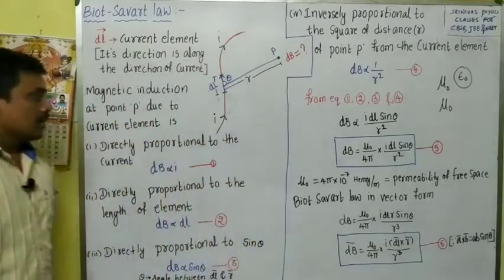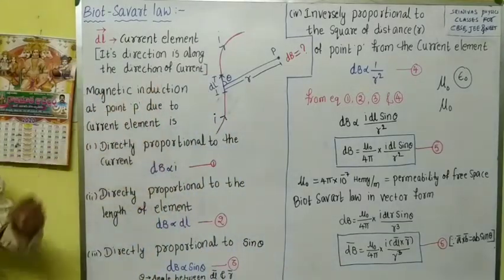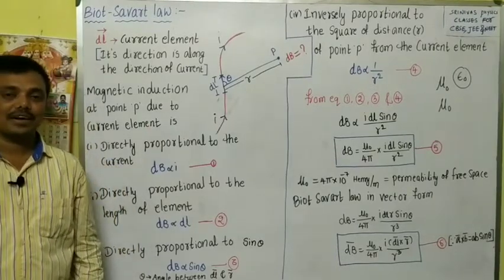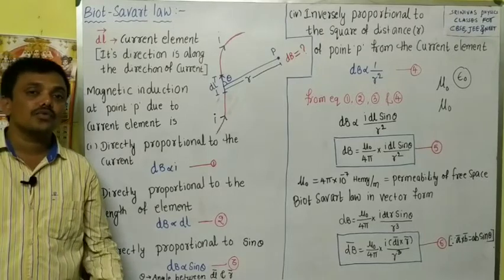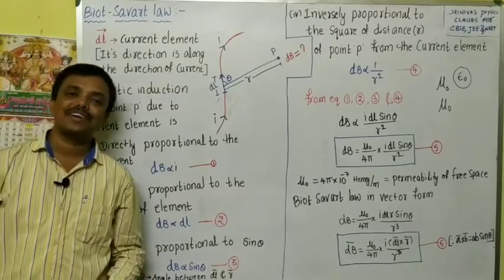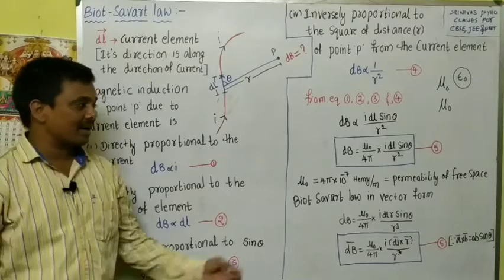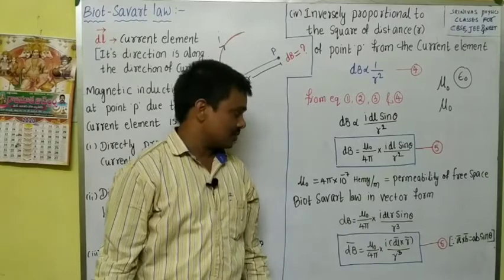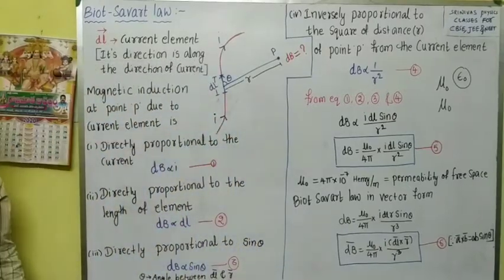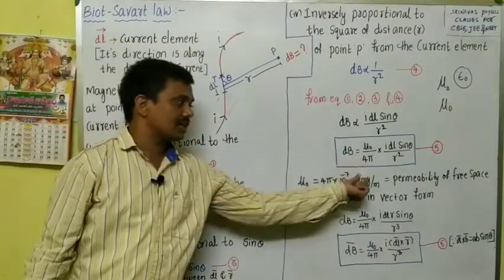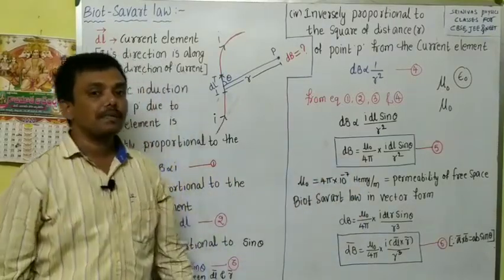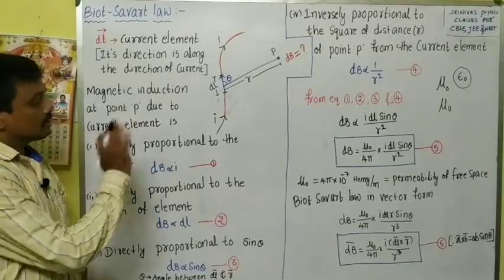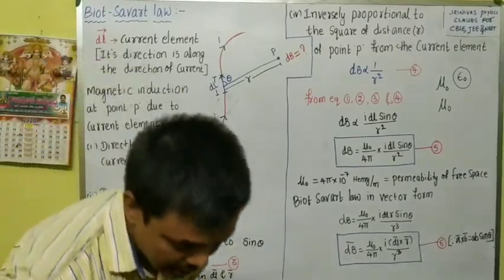Now you can take the screenshot and write the notes on this. This is a very important topic. Biot-Savart law is useful to find out the strength of the magnetic field due to a current carrying wire. The strength of the magnetic field formula is mu naught by 4 pi into I dl sin theta by r square. Now let us continue. We will discuss the terms which are present in this equation.